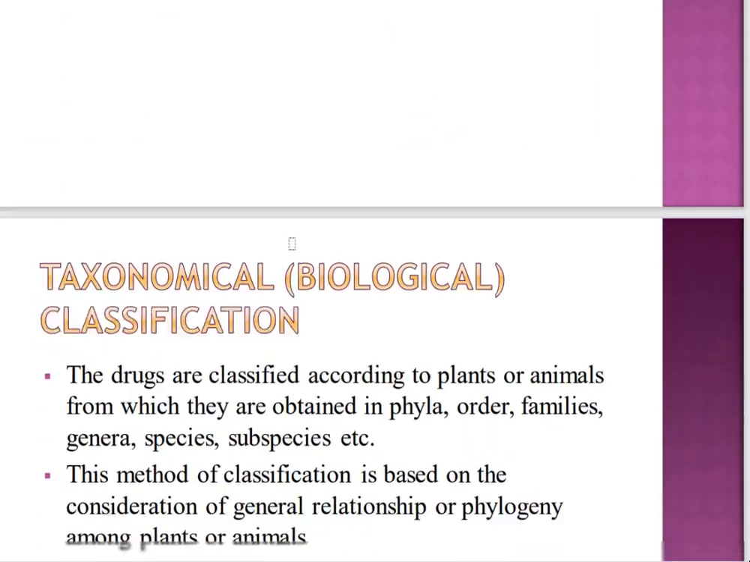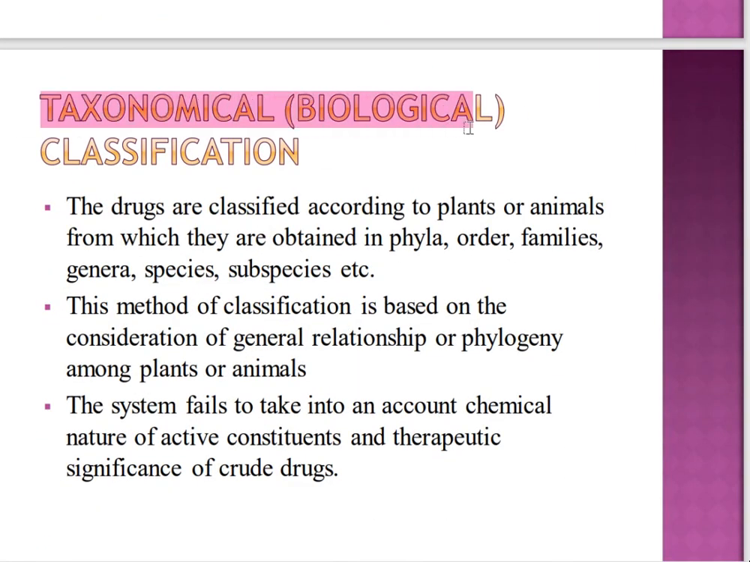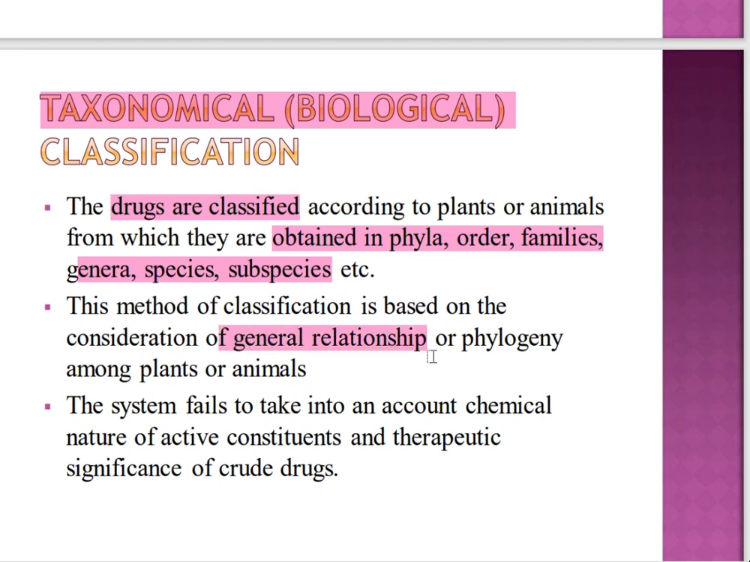Second is your taxonomical or biological classification. Now in this, the drugs are classified according to the phyla, order, families, genera, species, and subspecies. Now, the method of classification is generally based on the general relationship and phylogeny among the plants and animals. Now, very importantly, the system fails to take into account the chemical nature of constituents and the therapeutic significance of crude drugs.